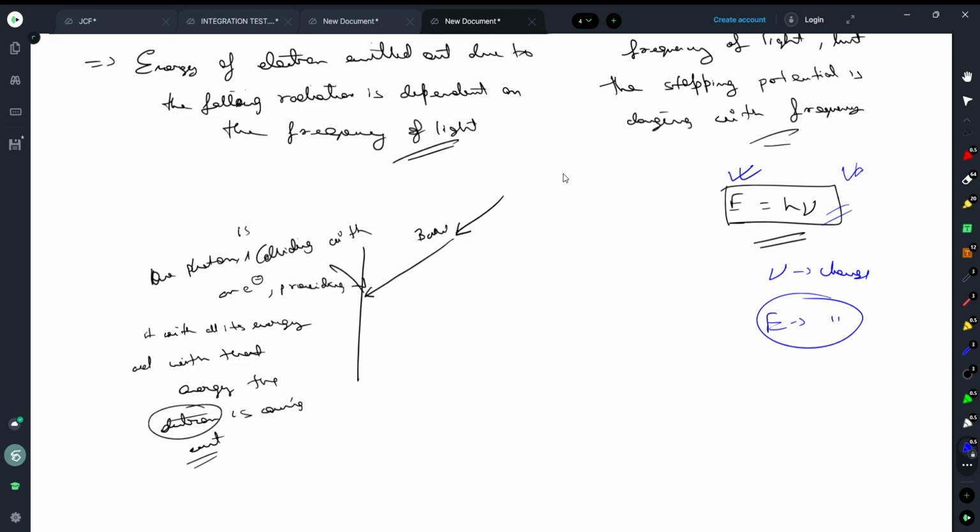Is this concept clear? So light is basically acting as a bullet. Each particle of light is what we call a photon. A photon comes onto the metal plate from the light source, collides with an electron, and provides it all its energy, and with that energy the electron is ejected from the metal plate towards the other terminal.